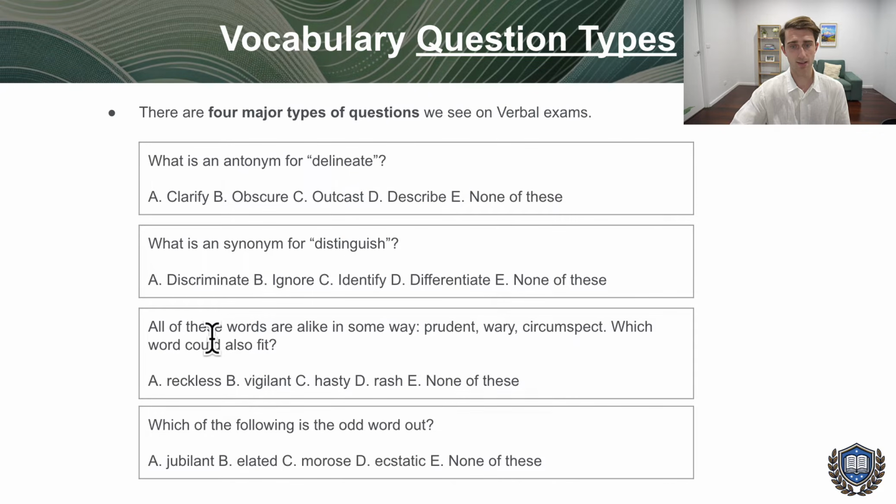This one here is another one that's a little bit more specific to this exam, which is all these words are alike in some way. Prudent, wary, and circumspect. Which word could also fit? So that's another one there. And then this final one here, which is which of the following is the odd word out. So you can see all of these questions, they're all pretty similar.